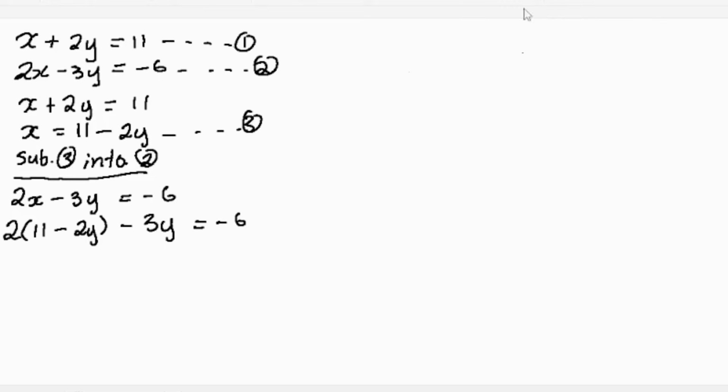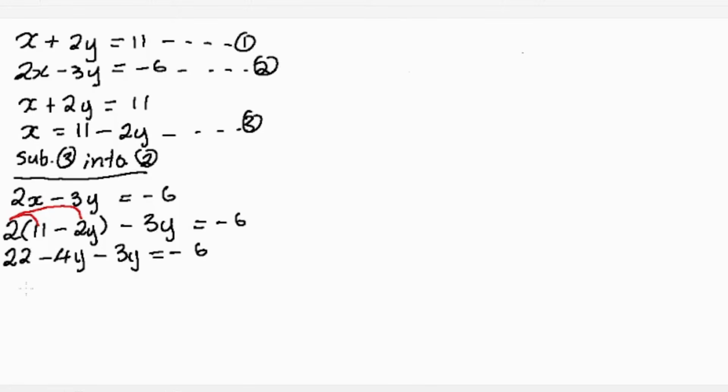And then after this, we are going to simplify. How do we simplify? We take this 2, we multiply it by 11, and then we take that 2 again, we multiply it with negative 2y. So after that, 2 multiplied by 11 is 22. 2 multiplied by negative 2y is going to be negative 4y. And then negative 3y is what we have on that equation, equals negative 6.